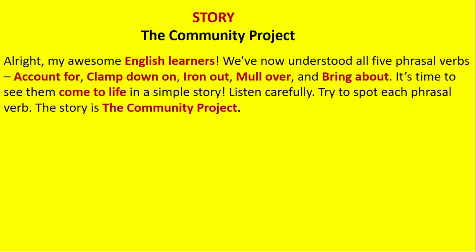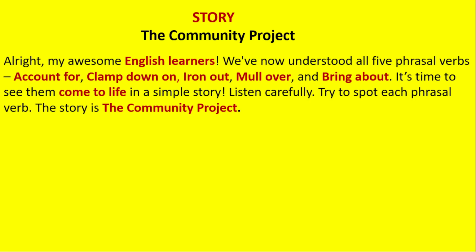Alright, my awesome English learners. We've now understood all 5 phrasal verbs. Account for, clamp down on, iron out, mull over, and bring about. It's time to see them come to life in a simple story. Listen carefully. Try to spot each phrasal verb.